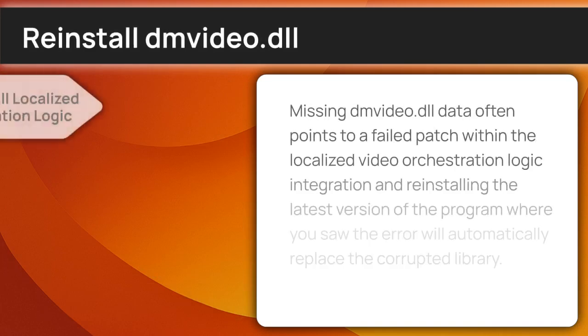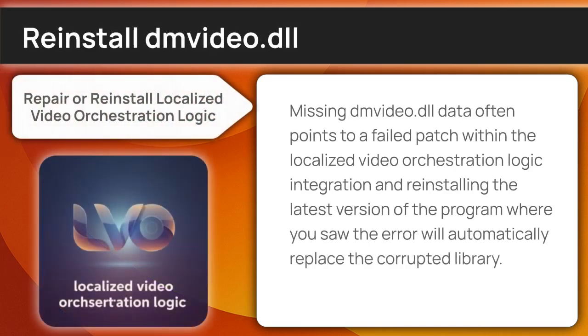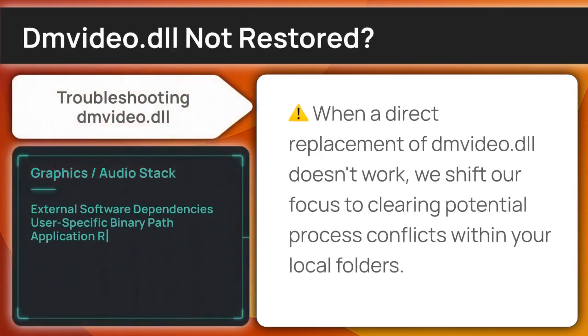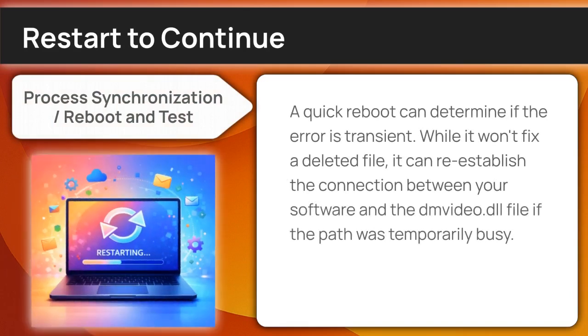Missing Dmvideo Library DLL data often points to a failed patch within the localized video orchestration logic integration, and reinstalling the latest version of the program where you saw the error will automatically replace the corrupted library. In the event the error remains visible, it indicates we need to verify the environment's ability to register new shared resources. A system reboot is a reliable way to clear away zombie processes that might be interfering with Dmvideo Library. It's a low-impact step that ensures your operating system is starting with a synchronized environment.